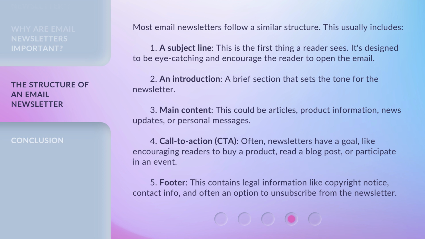2. An introduction. A brief section that sets the tone for the newsletter. 3. Main content. This could be articles, product information, news updates, or personal messages. 4. Call to action, CTA. Often, newsletters have a goal, like encouraging readers to buy a product, read a blog post, or participate in an event. 5. Footer. This contains legal information like copyright notice, contact info, and often an option to unsubscribe from the newsletter.